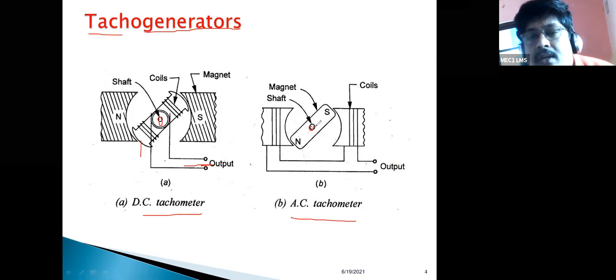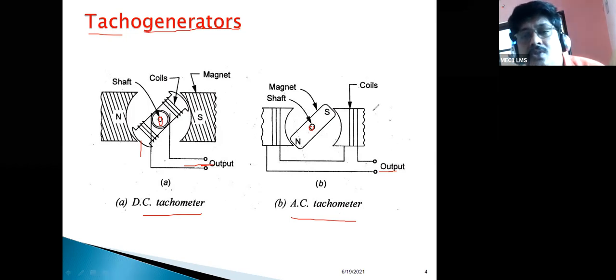Similarly, when the magnet rotates, it cuts the field, and the current passes in the coil. So it will cut, and thereby an AC voltage, an alternating current, develops. So this voltage is proportional to the speed of the rotating shaft.